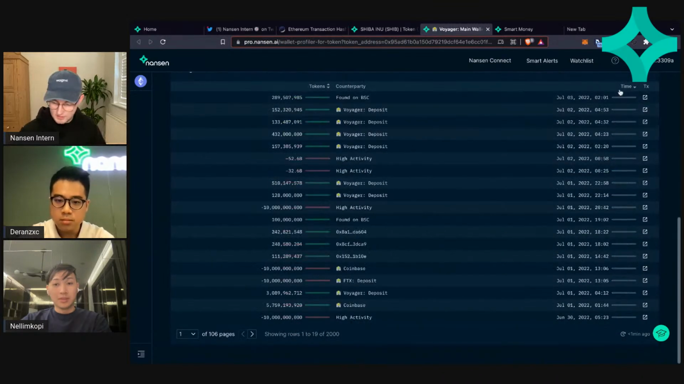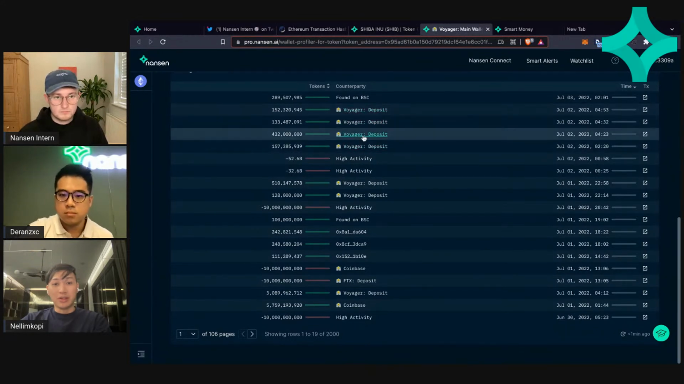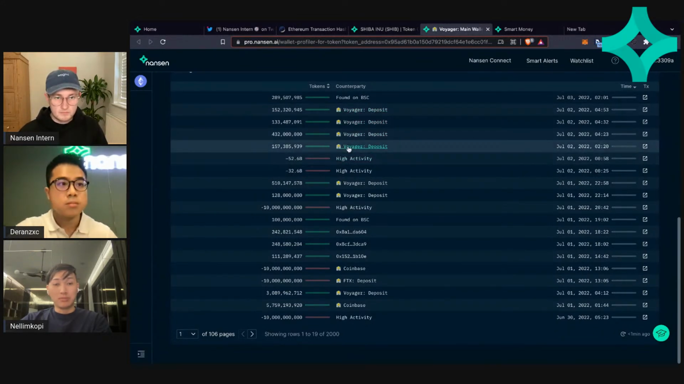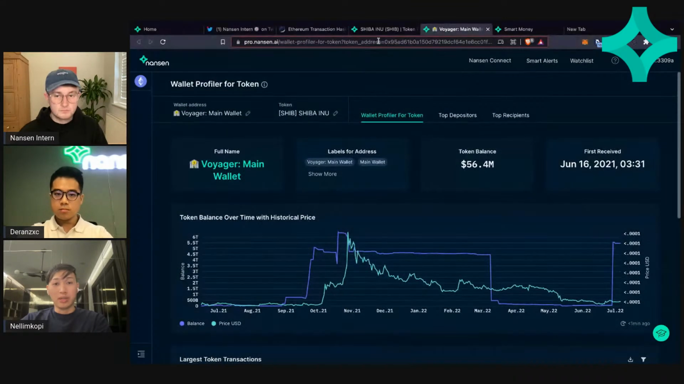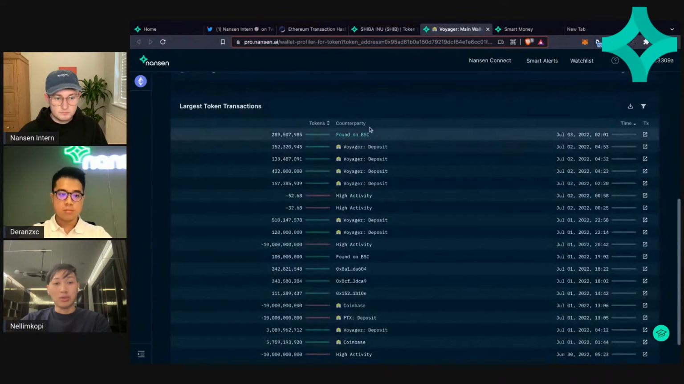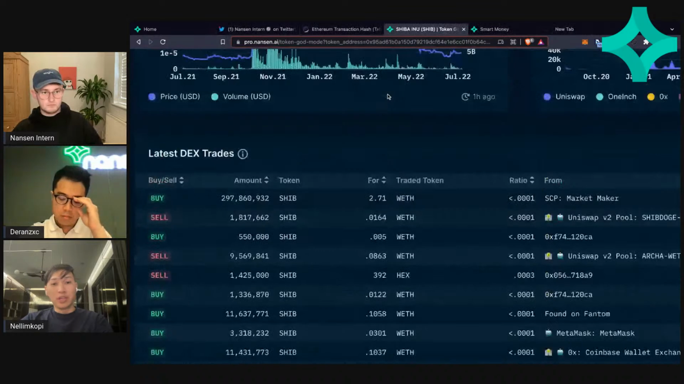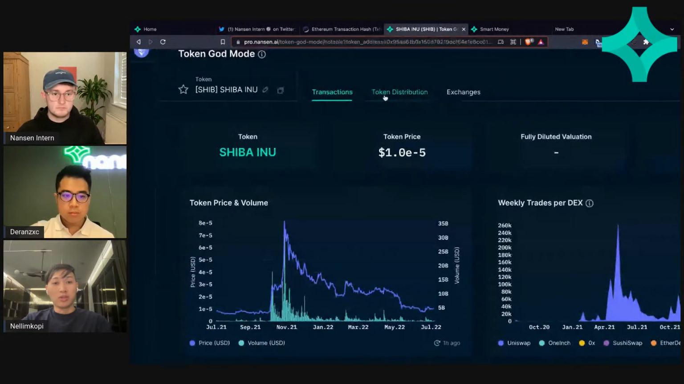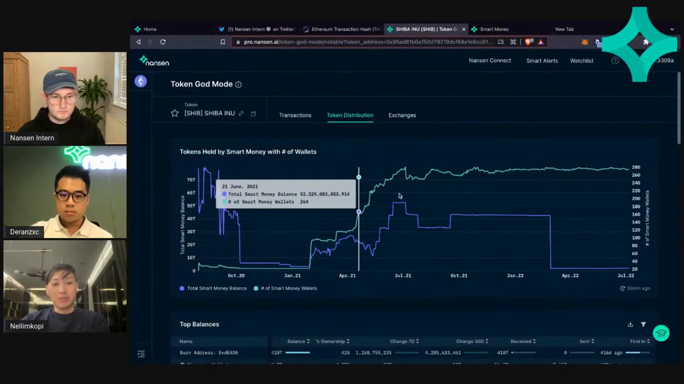Yeah, back to SHIB. You can see this particular Voyager wallet has received a ton of SHIB token, right? So probably they are trying to liquidate it, move into main account and liquidate. Not really sure, but it's definitely something to continue monitoring. If we go back to token God mode, you go on to token distribution. You can see the smart money accumulation pattern.